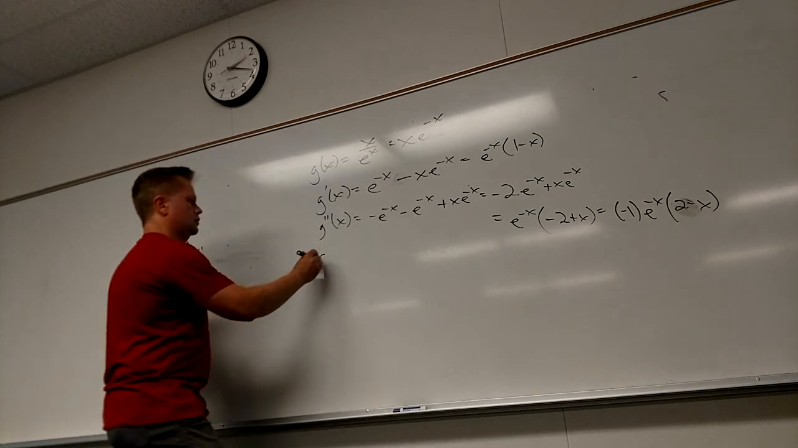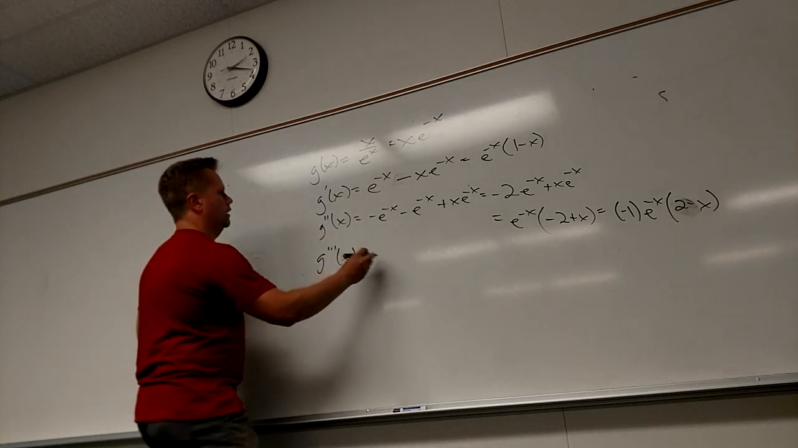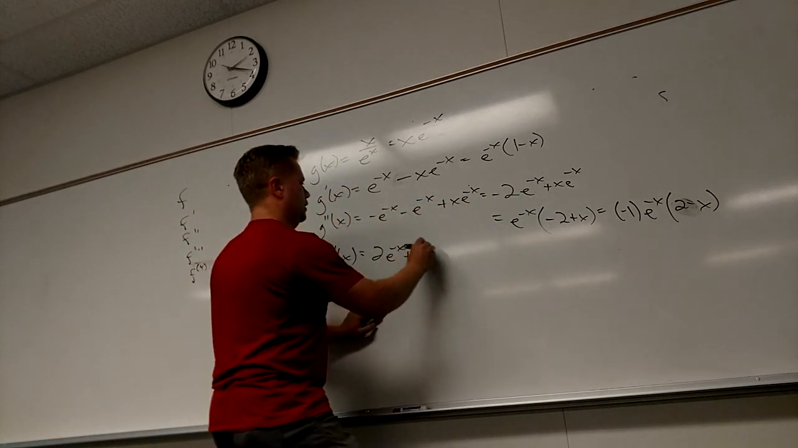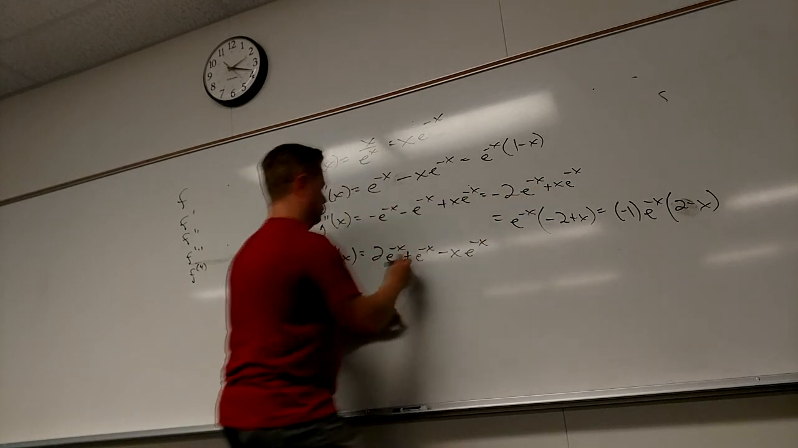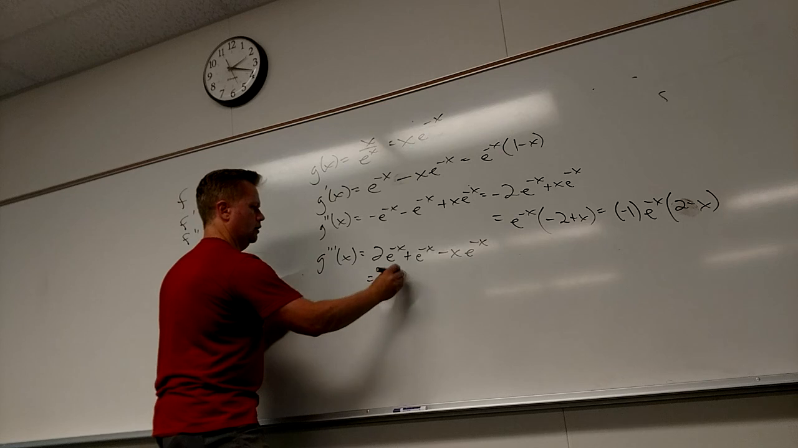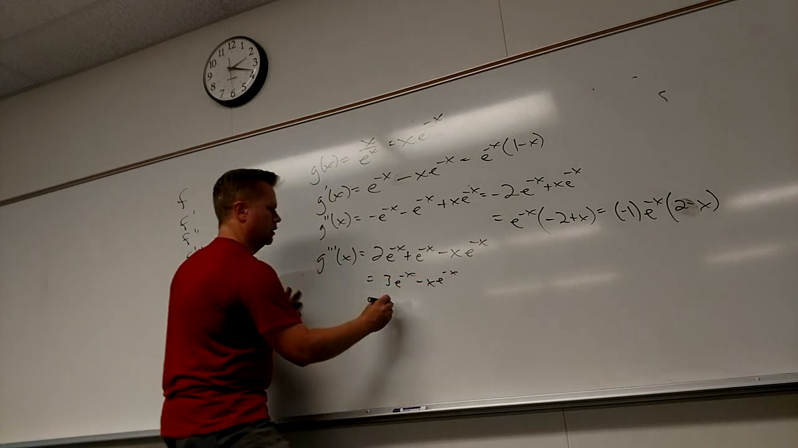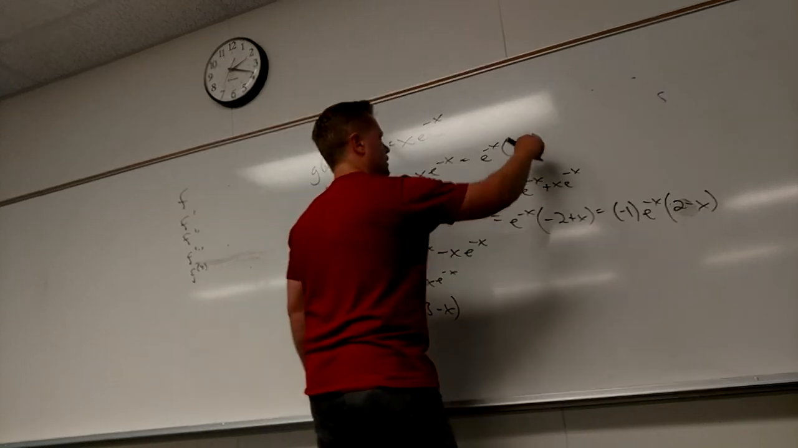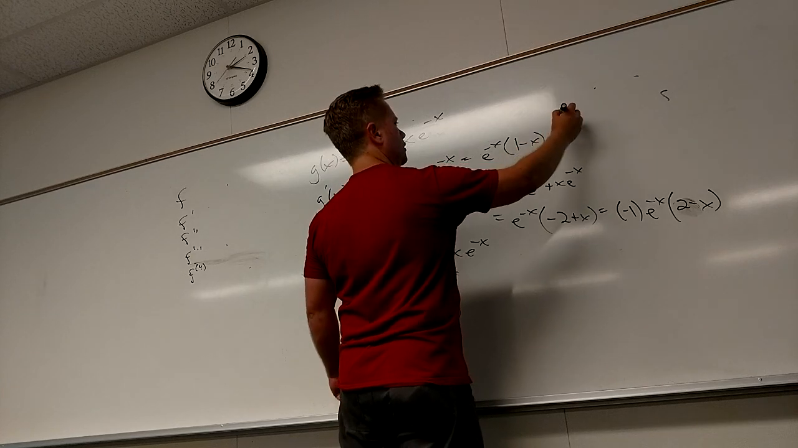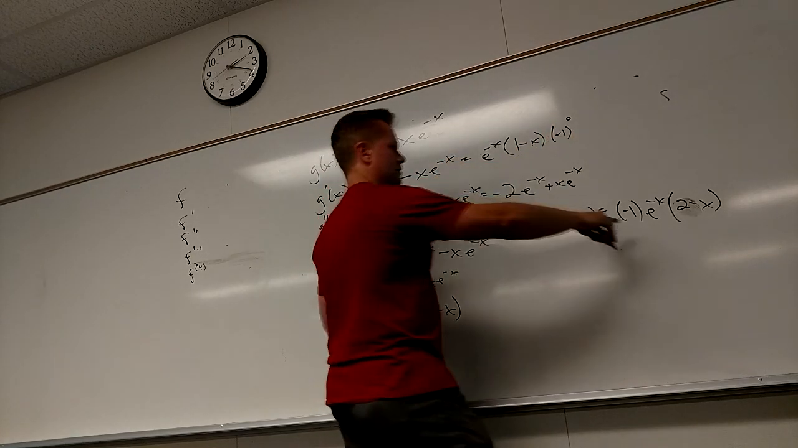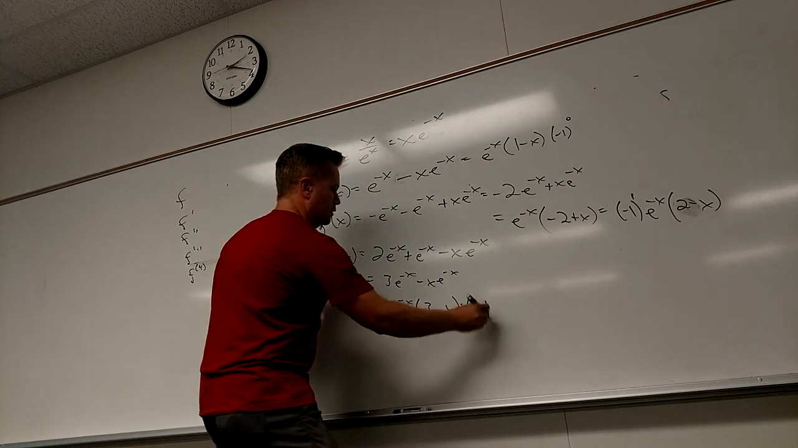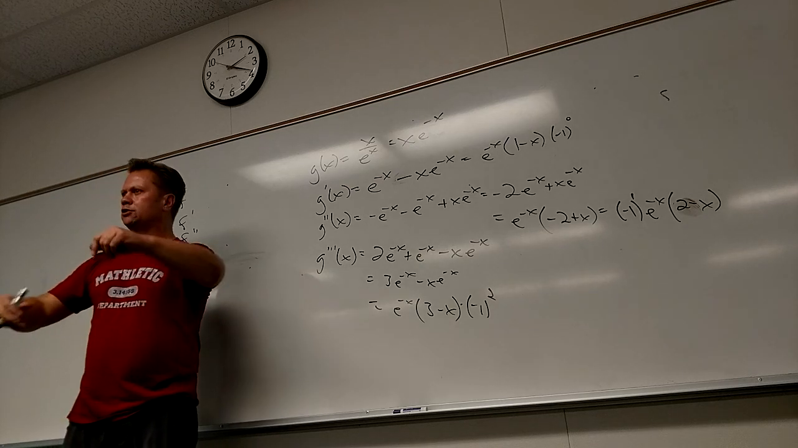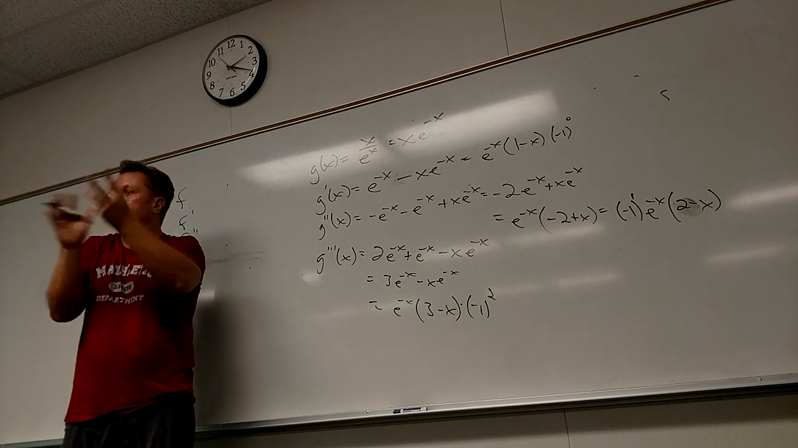So then g triple prime of x would be 2e to the negative x plus e to the negative x minus x e to the negative x, which sure enough is 3 e to the negative x minus x e to the negative x, which is e to the negative x times 3 minus x. See, so this was times negative 1 to the 0. This is times negative 1 to the first. This is times negative 1 squared. That's how you get an alternating sign, is negative 1 to the n, or negative 1 to the n plus 1. It depends on how it's going to match correctly.